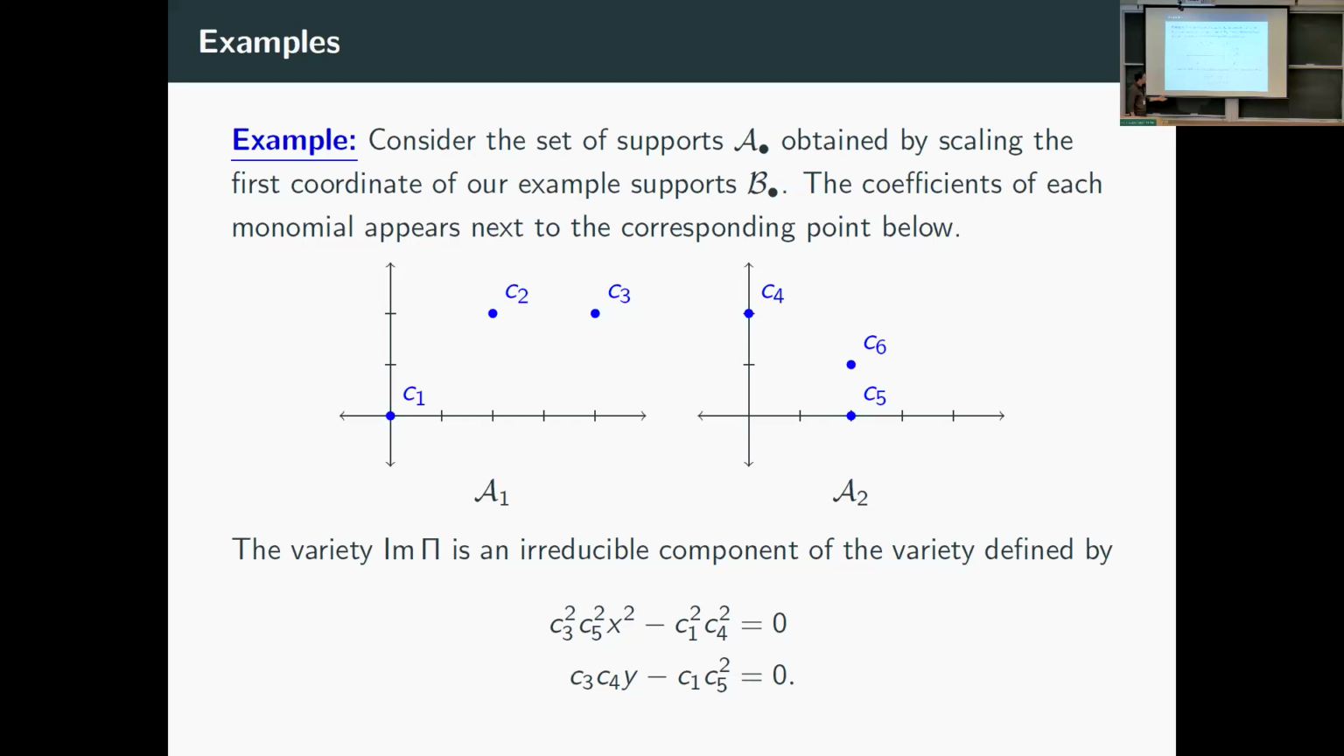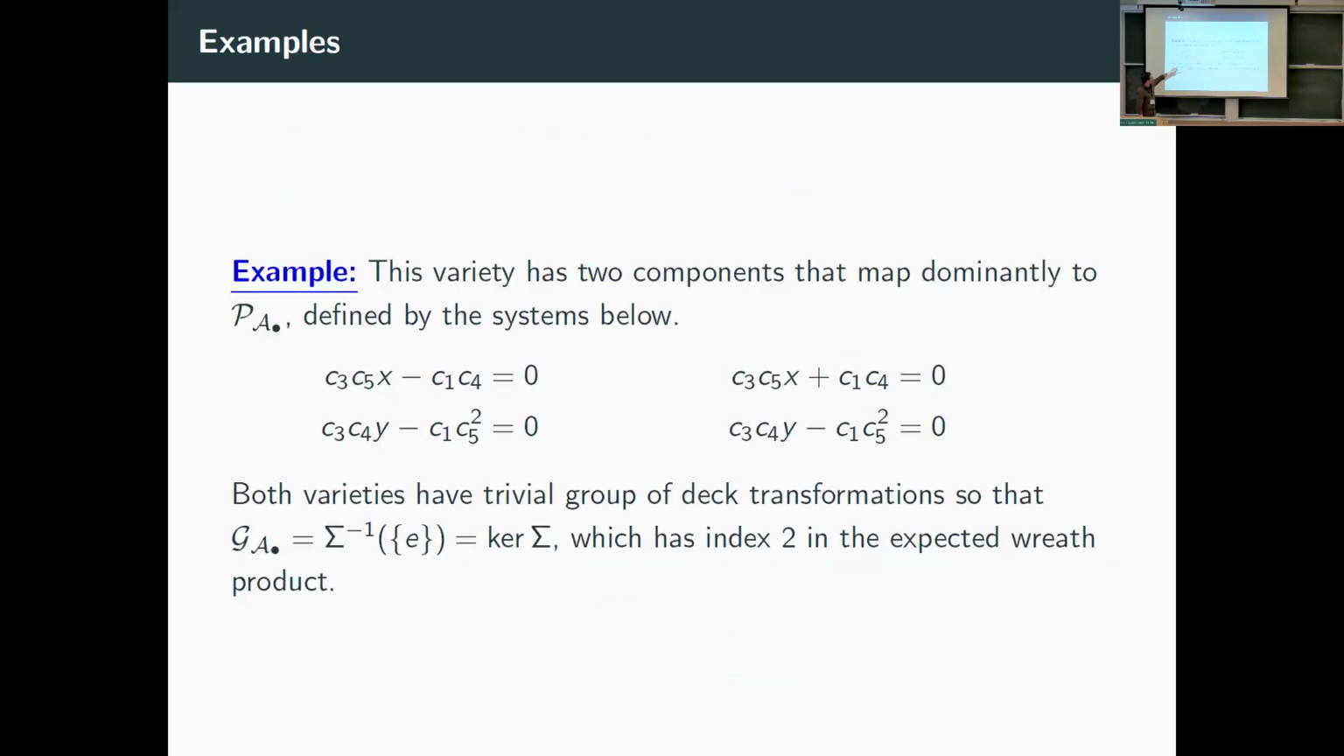But you'll notice there's some funny business where this first equation here is a difference of squares. So this variety is not irreducible. There are in fact several components. 2 of these components actually map dominantly. There's other components that don't map dominantly. Those are sort of irrelevant. But this variety splits into 2 components, both of which are just defined by simple linear equations in x and y. So these have no deck transformations. There's nothing that can permute these irreducible components. And so our group H in this case is just the trivial subgroup.